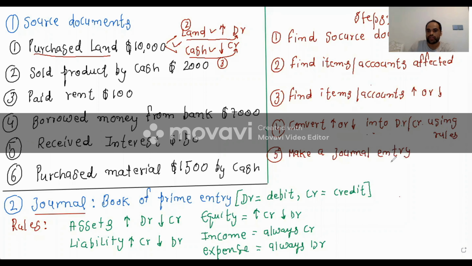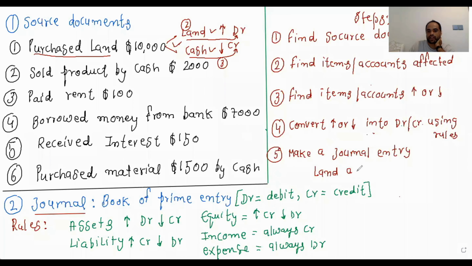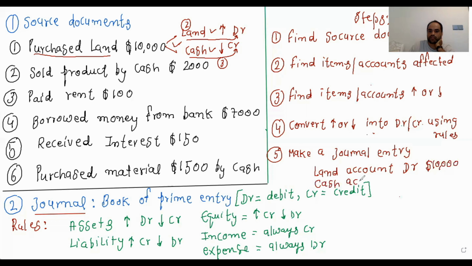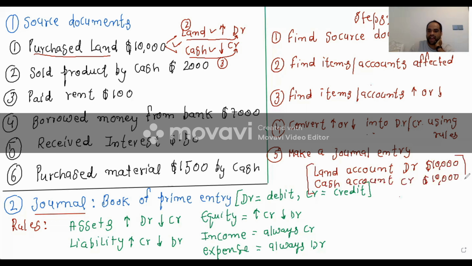So what is a journal entry? The journal entry is land account debit. You just write DR, you don't need to write it in full. Land account debit, how much? 10,000. And cash account is credit, 10,000. So all this is your final answer. This is your answer.